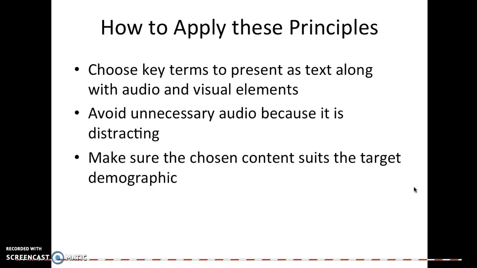And finally, make sure the chosen content suits the target demographic. So if it's a younger audience, have easier, more broken down info, and then still have broken down info, but a little bit more complex for an older demographic. So that is how I'm going to utilize both of these principles.